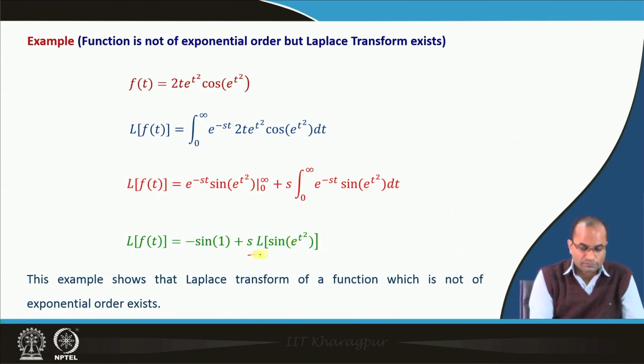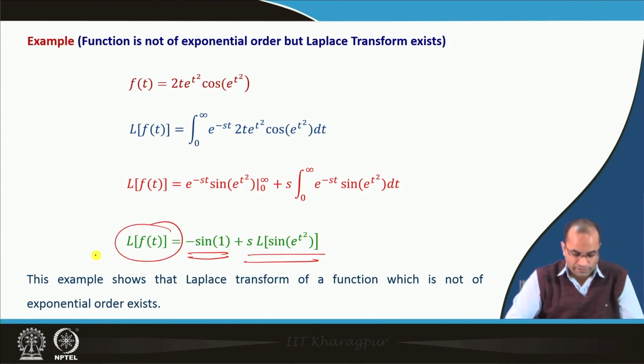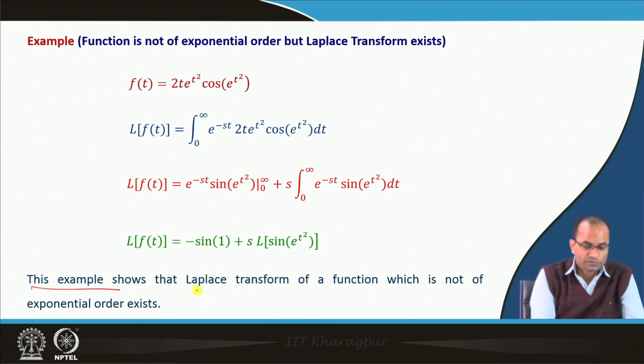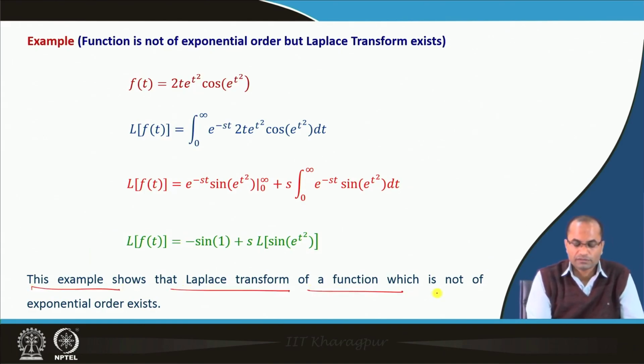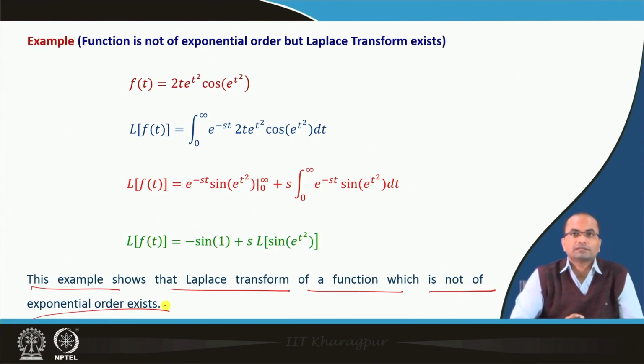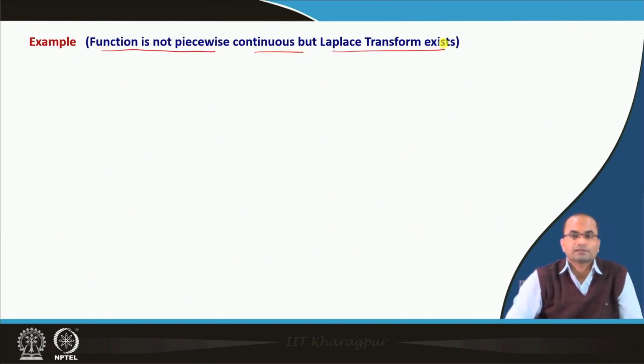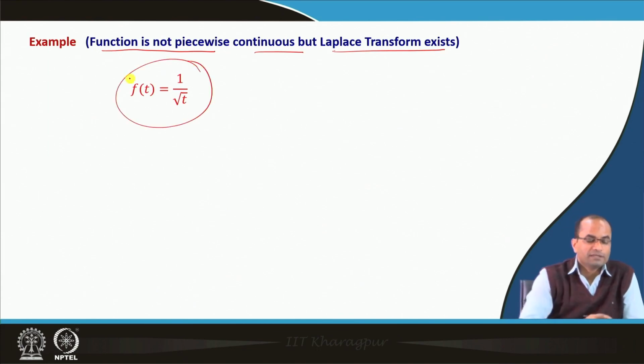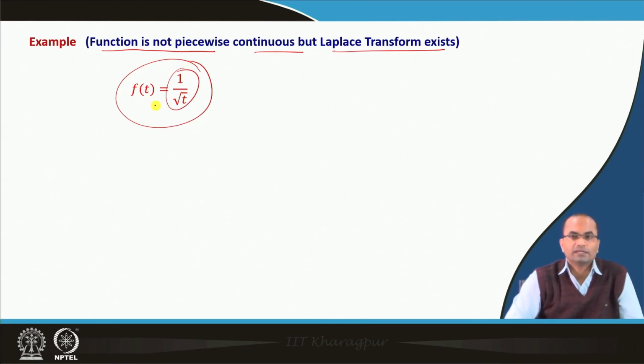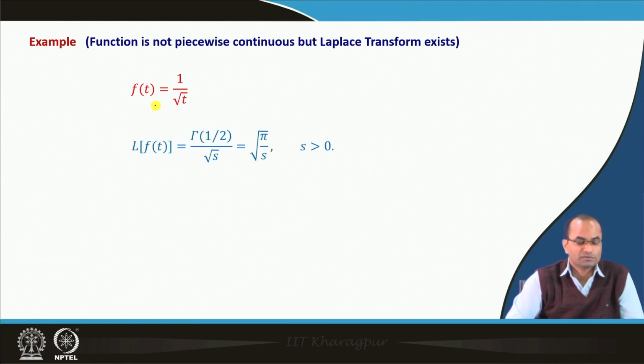So, the second term has the existence, and the first is minus sin 1, that means the Laplace transform of f t exists. So, this example shows that the Laplace transform of a function which is not of exponential order exists. The second example, we will show that this is not piecewise continuous, but the Laplace transform exists. For example, if we consider f t equal to 1 over square root t, as t approaches 0, we know that this will go to infinity. So, this limit does not exist, and it is not a piecewise continuous function.